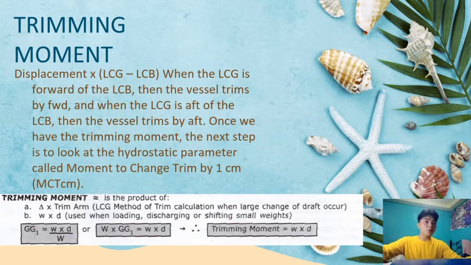Once we have the trimming moment, the next step is to look at the hydrostatic parameter called the moment to change trim by 1 cm, MCT cm. The trimming moment is the product of, letter A, displacement times trim arm to LCG, the method of trim calculation used when large changes of draft occur. Letter B is W times d, used when loading, discharging, or shifting small weights. So these are the said formulas.